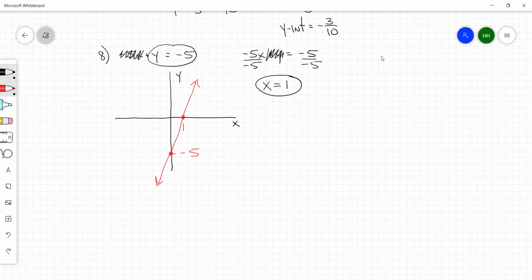So scratch out the x, solve for y. Scratch out the y, solve for x. Those are the two places that the line hits the x and y axis. And you can plot it, or you can match the graph.